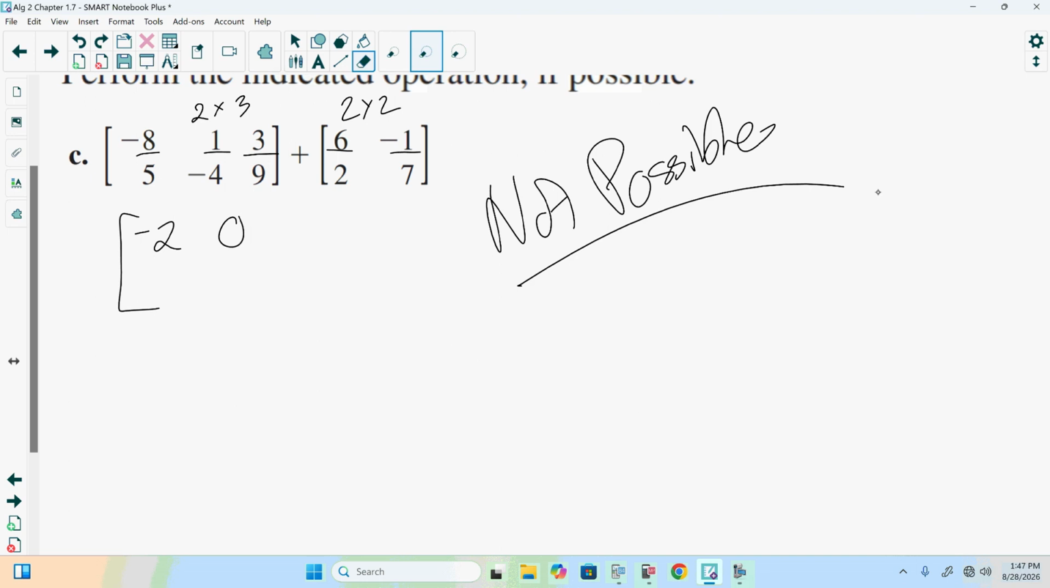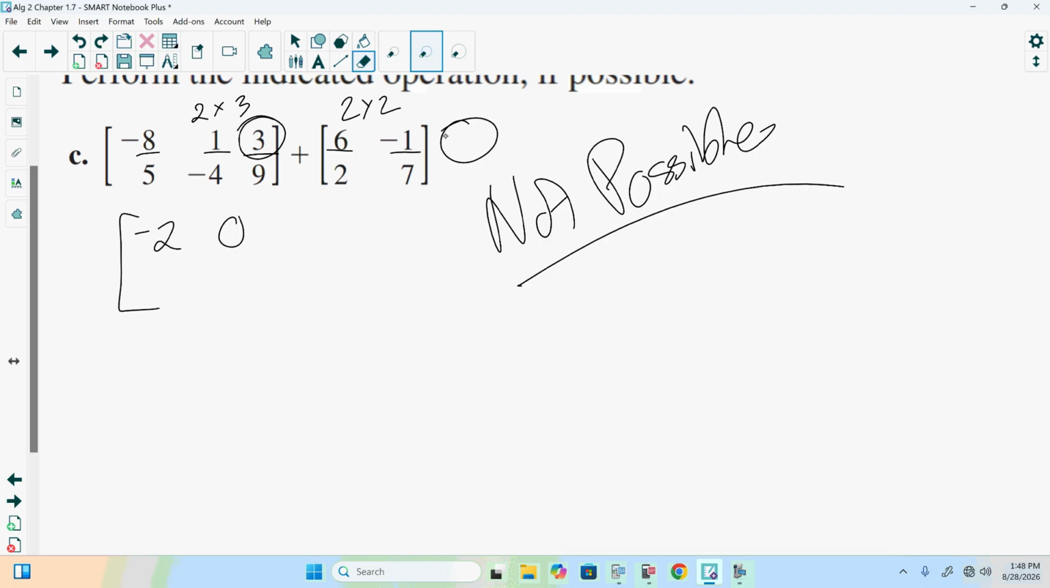And I like going through this and not just immediately saying not possible. Because if we notice, there is nothing for us to add to the 3. It has no corresponding element. It feels like we should be able to just put a 0 in that spot and be good. But by doing that, we change the second matrix. We change what it is. It's no longer a 2 by 2. It's now a 2 by 3. Those are not the same thing.